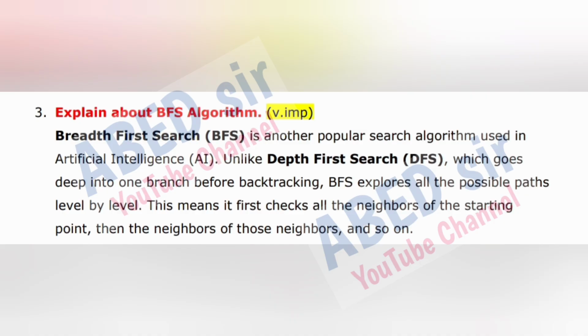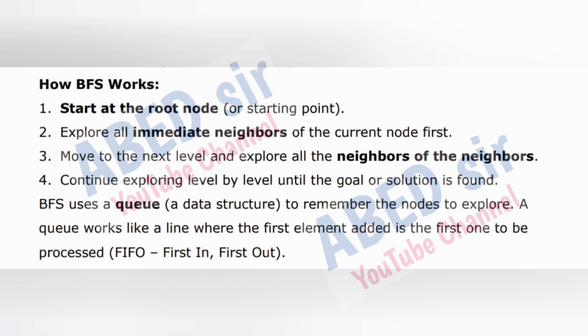Next important long question is 3. Explain about BFS algorithm. Breadth First Search, BFS, is another popular search algorithm used in artificial intelligence, AI. Unlike Depth First Search, DFS, which goes deep into one branch before backtracking, BFS explores all the possible paths level by level. This means it first checks all the neighbors of the starting point, then the neighbors of those neighbors, and so on.